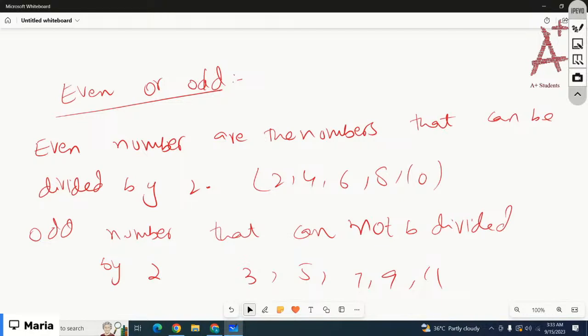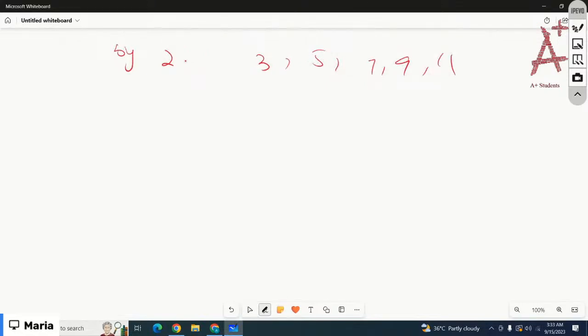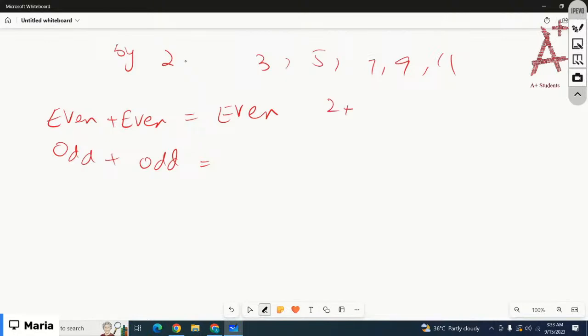Now, let's just see what are the arithmetic rules. So the arithmetic rules for even and odd is, for example, you are adding two even numbers. Even plus even. That means the answer must be even. For example, 2 is even, 4 is even. 2 plus 4 is 6. 6 is already even. Also even, right?